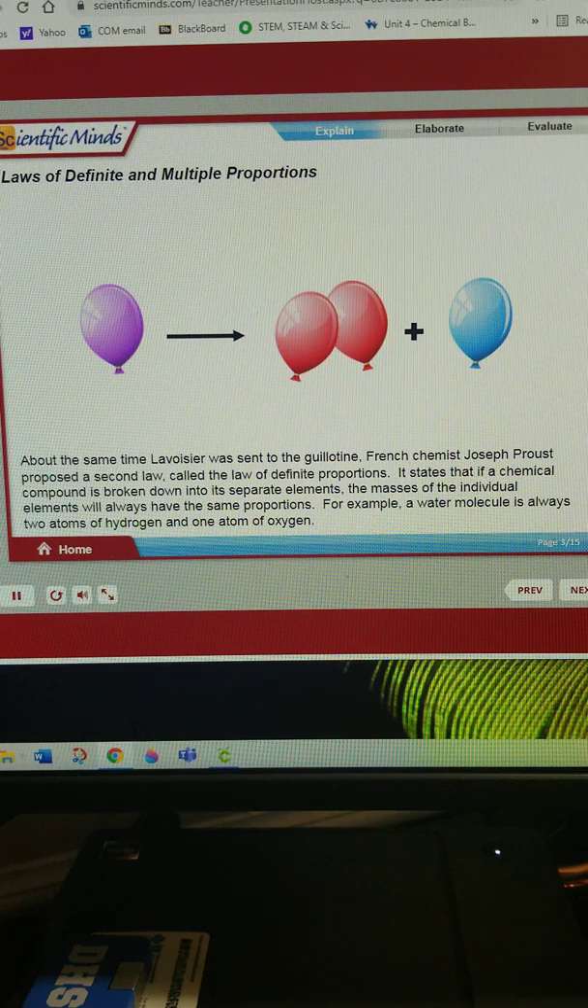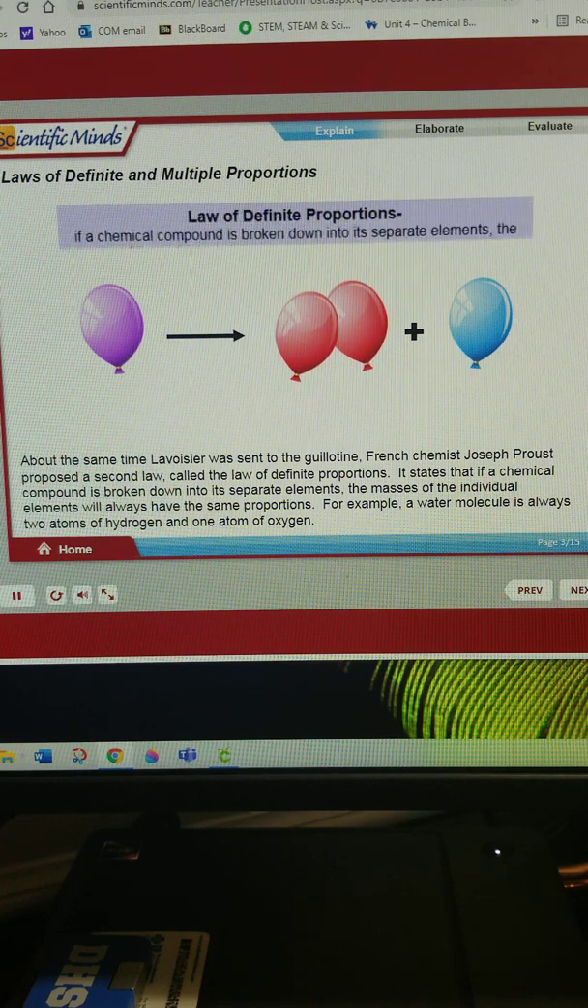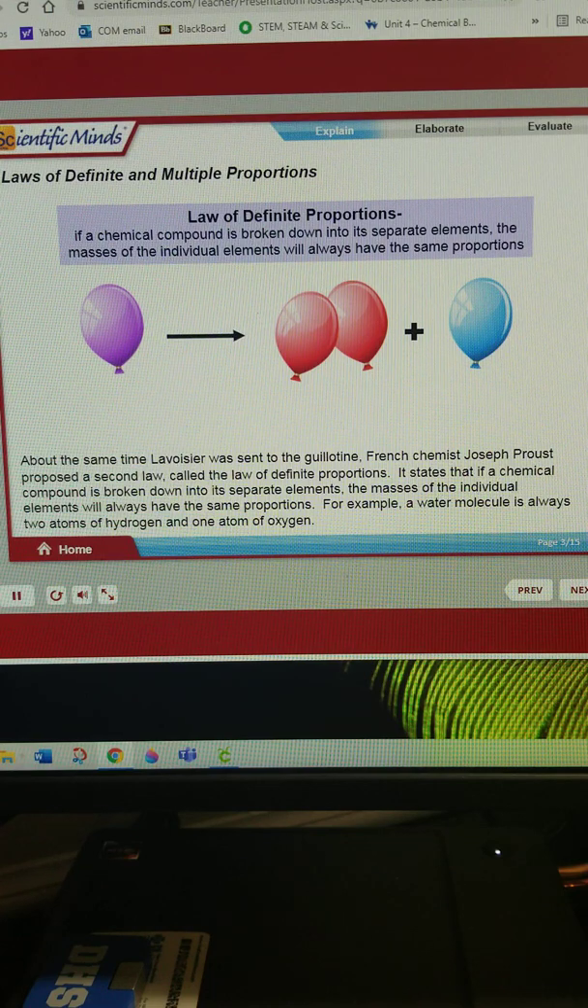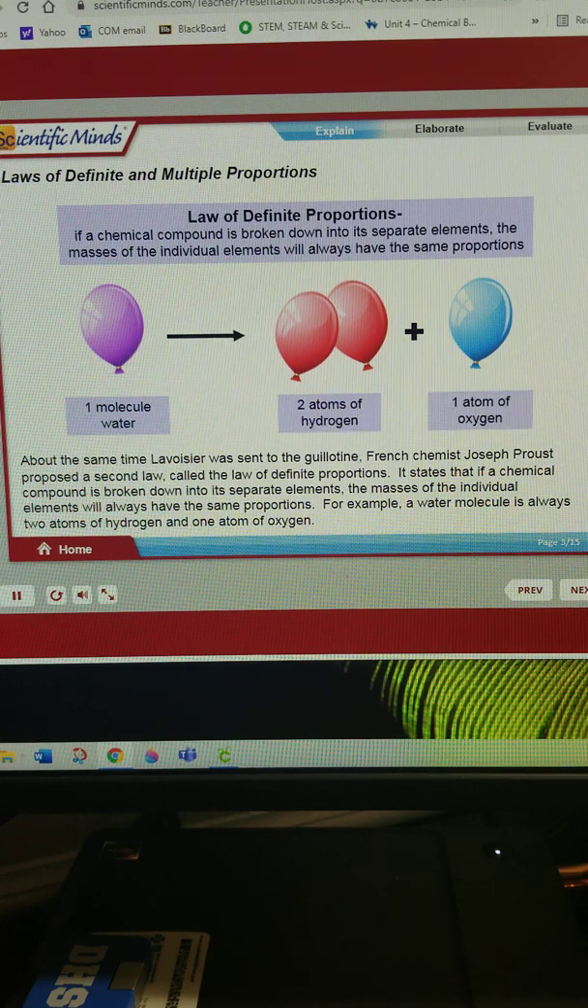About the same time Lavoisier was sent to the guillotine, French chemist Joseph Proust proposed a second law, called the law of definite proportions. It states that if a chemical compound is broken down into its separate elements, the masses of the individual elements will always have the same proportions. For example, a water molecule is always 2 atoms of hydrogen and 1 atom of oxygen.